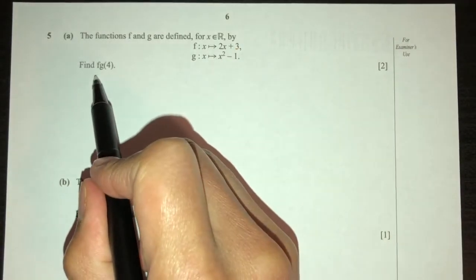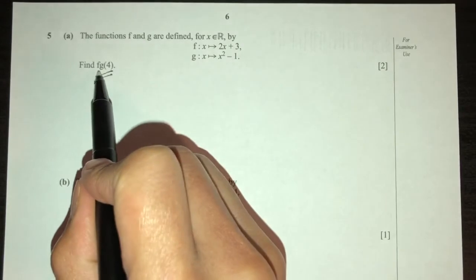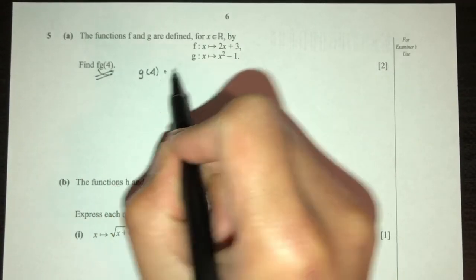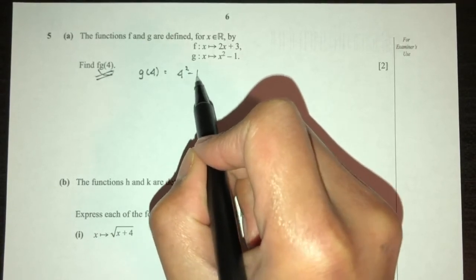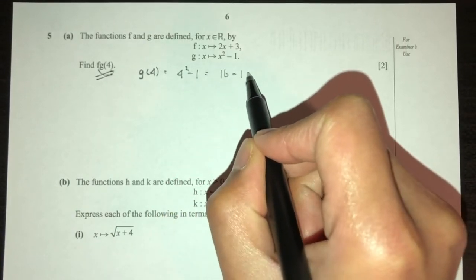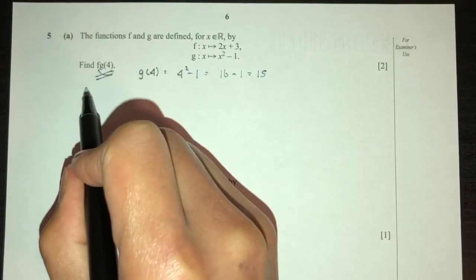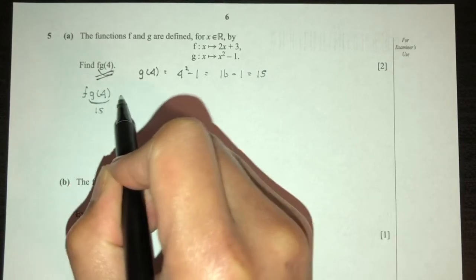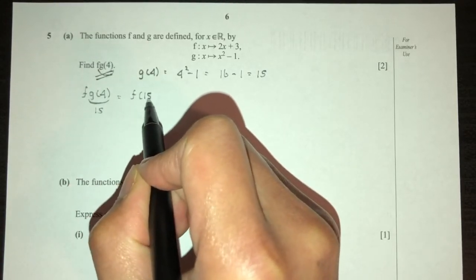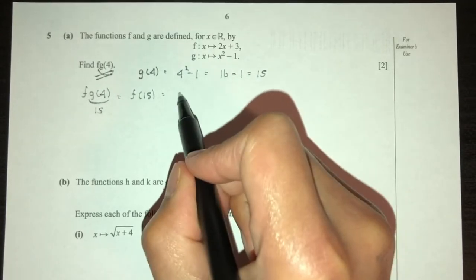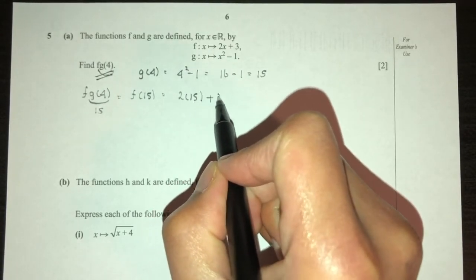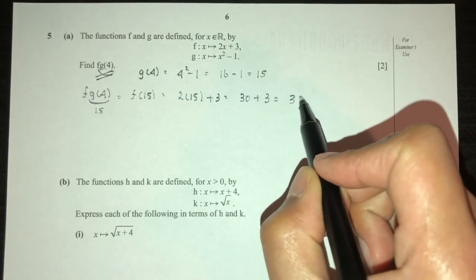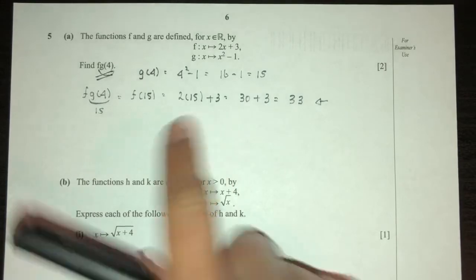Now part 1 is to find this value. So first you can find this one. First find g of 4, which is 4 squared minus 1, that will be 16 minus 1, that will be 15. So this will equal, now you know this is the value of 15, so you just have to find f of 15. That will be 2 times 15 plus 3. That will be 30 plus 3. Your answer will be 33. That is part 1 of your answer.